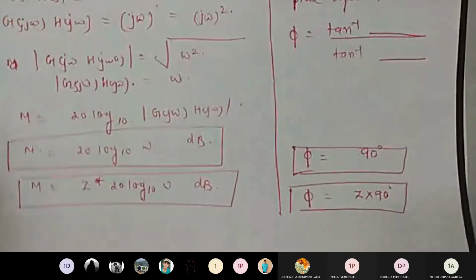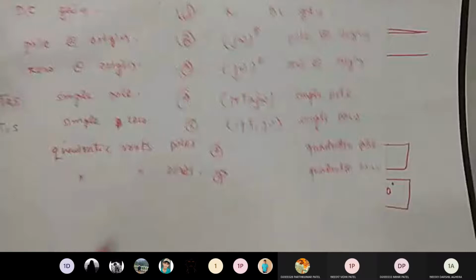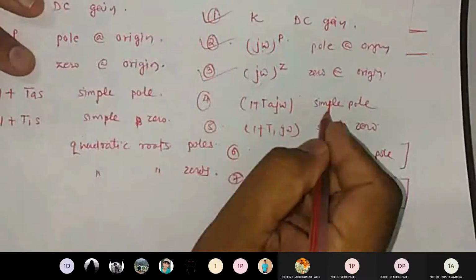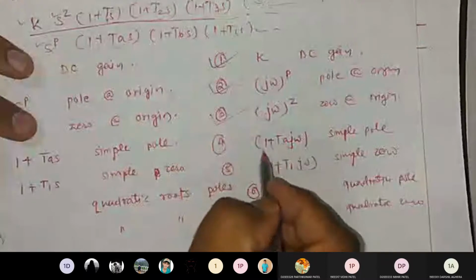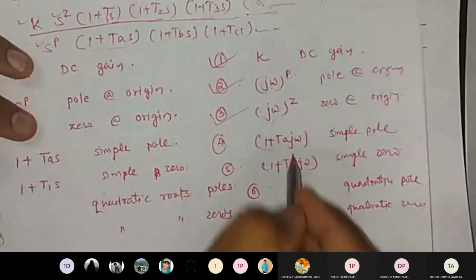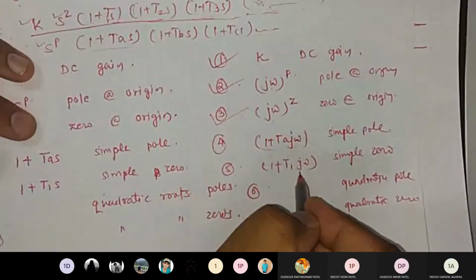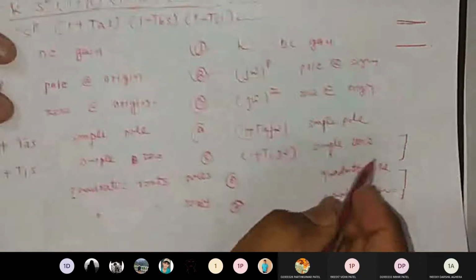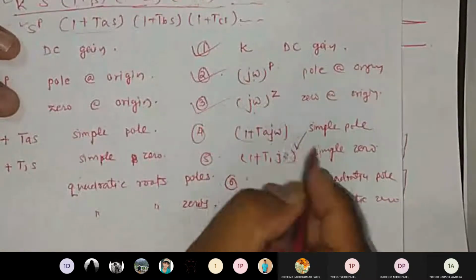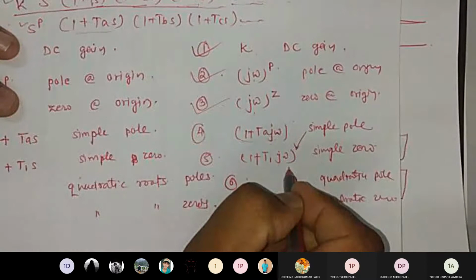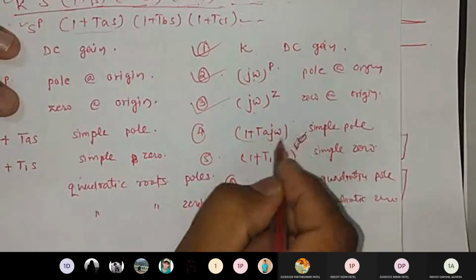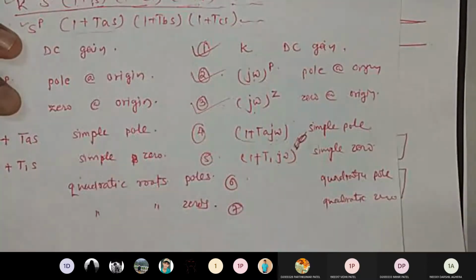Now the fourth factor, it is nothing but the simple pole and simple zero. Simple pole, I am talking about this form, is nothing but your simple pole, and this form is nothing but your simple zero. Okay, so we will analyze this.